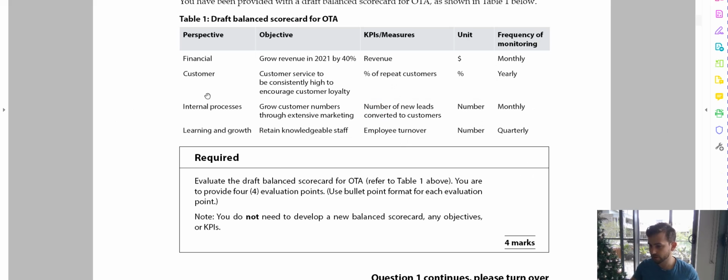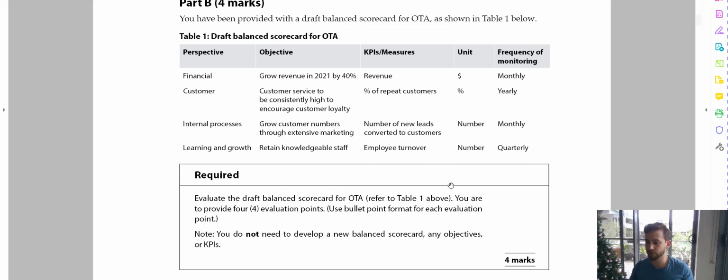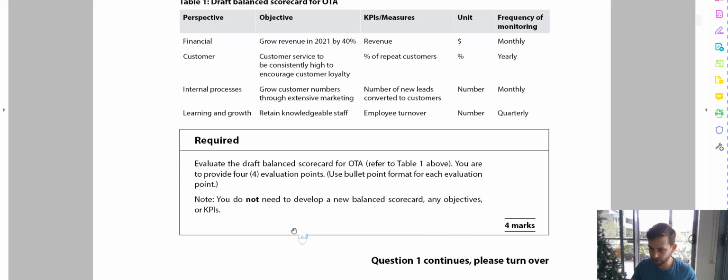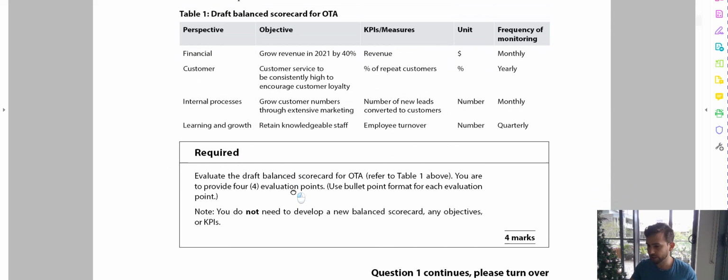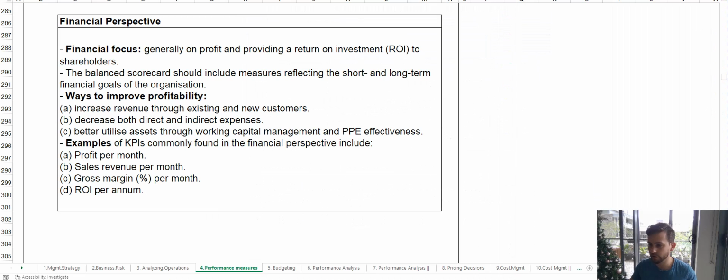So that's not to say this is perfect or even correct, but just to give you an idea of what the structure would look like. What this question is asking us to do is actually to evaluate the balanced scorecard above and provide 4 evaluation points. So we actually have to find out what's wrong with that table, using our knowledge of KPIs and objectives and what's the correct way of actually laying it out.